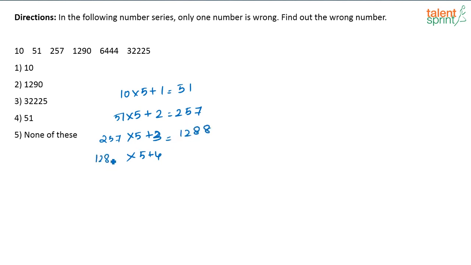Next will be 1288 into 5 plus 4, which will be equal to 6444. So basically what is the wrong number here? This is the wrong number. What should come here actually? 1290.